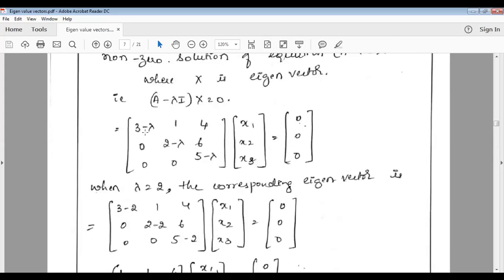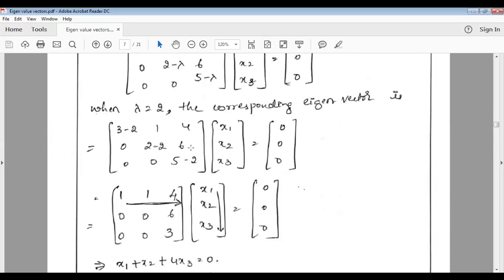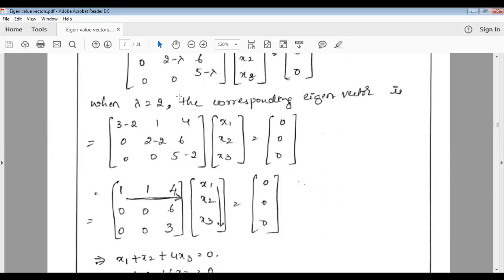So you have 3 minus lambda, 1, 4; 0, 2 minus lambda, 6; 0, 0, 5 minus lambda, which is A minus lambda I. And I'm going to start plugging in lambda equal to 2, lambda equal to 3, and lambda equal to 5 into this A minus lambda I, right? And we need to do this step by step. So I'm going to first plug in lambda equal to 2, which is the first eigenvalue.